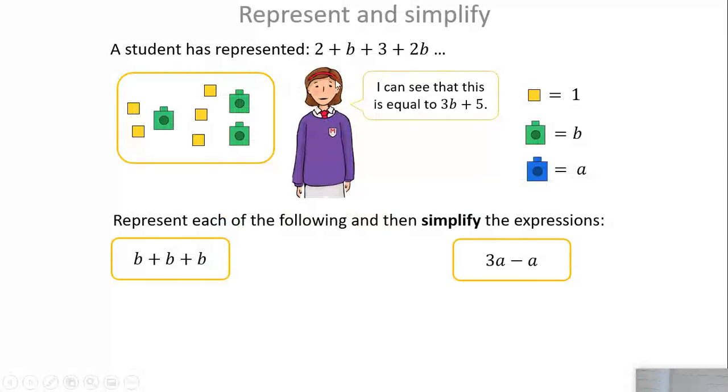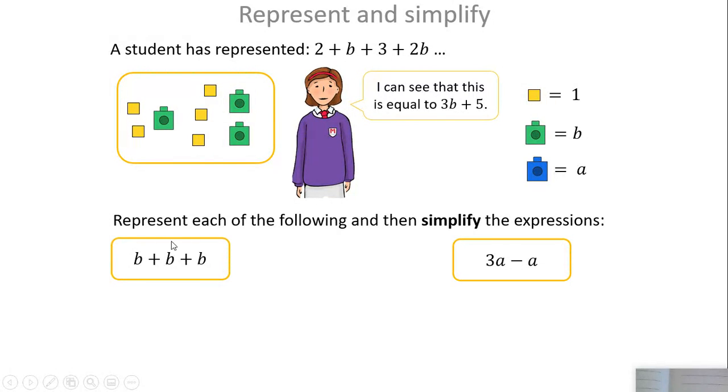So here, the student's been asked to represent 2 plus b plus 3 plus 2b. Let's just have a look at this. Here's the 2. She's used the green block to mean b. So 2 plus b, and then 3 yellow blocks represent 3 plus 2b. You can see that blue is a, green is b, and yellow is worth 1. And she's saying, well, I can see that this is 3b plus 5. I've got 1, 2, 3, 3b plus 5.